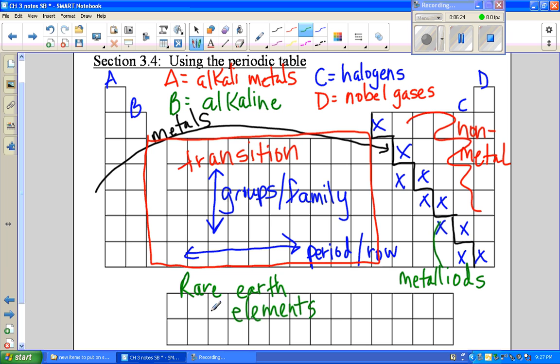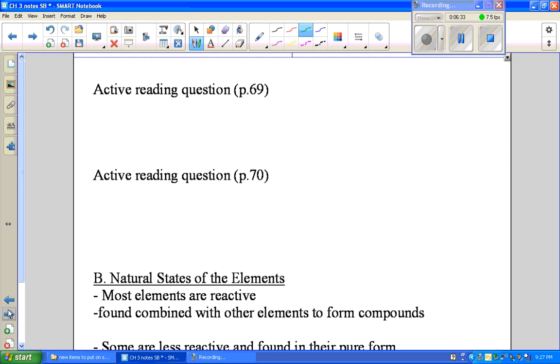So this is the basis of our periodic chart. This is where we're going to start. And again, we just need to start learning about these regions. Hopefully that is not new to you. Okay, active reading questions again. Make sure that you take a look at those.